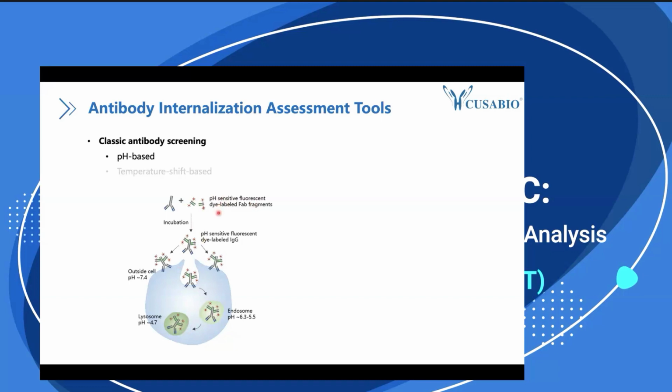Usually the pH sensor dye is conjugated to the Fab fragments, and these conjugated Fab fragments are linked to the primary antibody. So when the primary antibody is internalized from the surface, because of the pH change, the attached sensor dye will cause an intensity change during the whole process. With this, the researchers can determine the extent of the internalization. And some output is here.